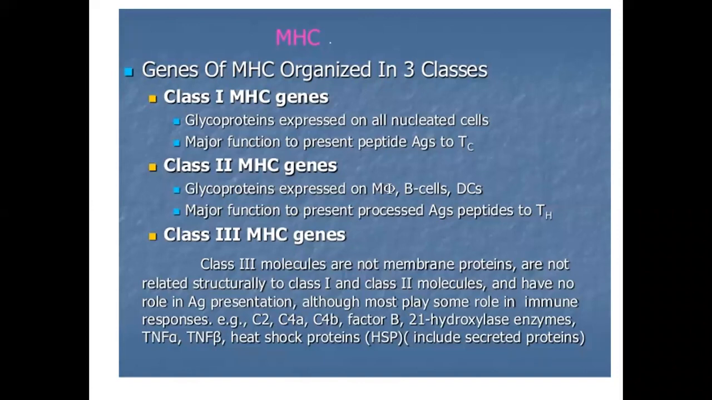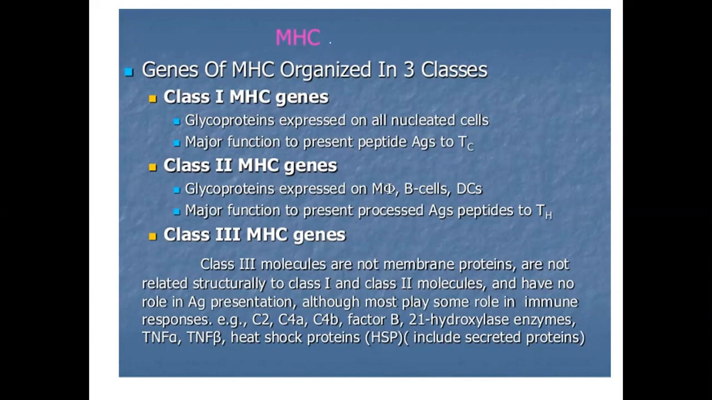So genes of MHC molecules are organized into three classes: class 1 MHC genes, class 2 MHC genes, and class 3 MHC genes. I think you have heard about class 1 MHC and class 2 MHC. It is major histocompatibility complex, but there are three kinds of genes, 1, 2 and 3. Class 1 MHC genes are glycoproteins that are expressed on all the nucleated cells. Their major function is to present the peptide antigens to the TC cells, cytotoxic cells.